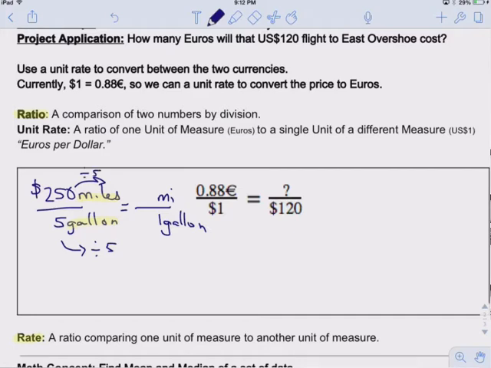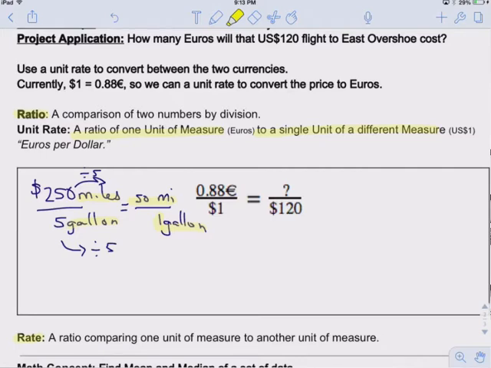And there's another way ratios aren't like fractions. We don't refer to the numerator and denominator. We get less formal and talk about the top number and bottom number. So 250 divided by 5 is 50. So the unit rate compares the 50 miles to a single gallon of gas. A unit rate compares one unit of measure to a single unit of the different measure. So that's what a rate, a unit rate, and a ratio look like.